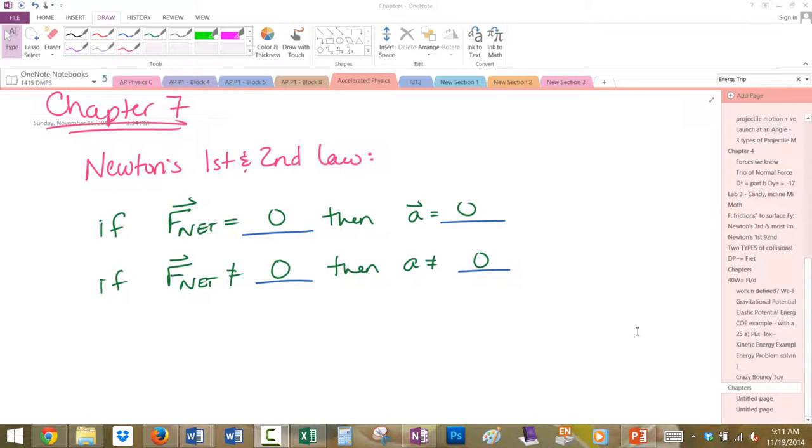All right, so again, Newton's first and second law says, if the net force is 0, what do you know is happening to this thing? No acceleration. And if it has a net force, then it has to definitely be accelerating. This is not a new thing, right? You know this. Okay, so now let's see how we're doing.